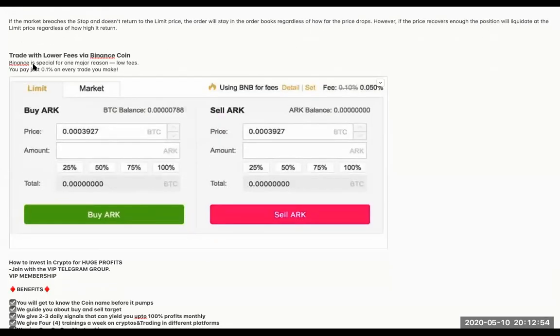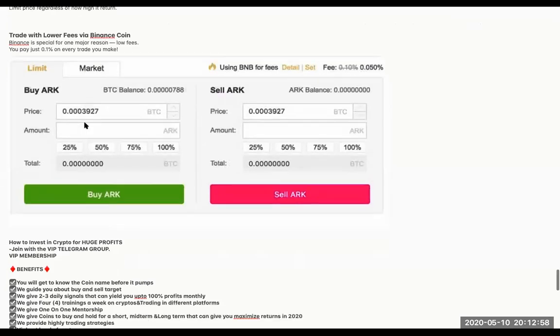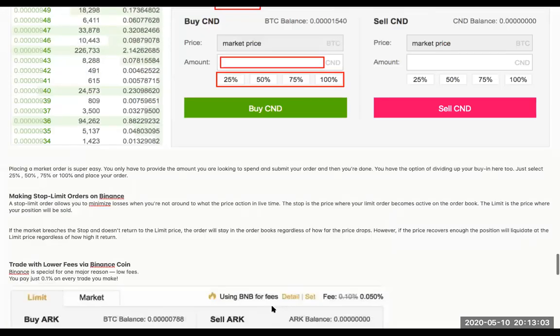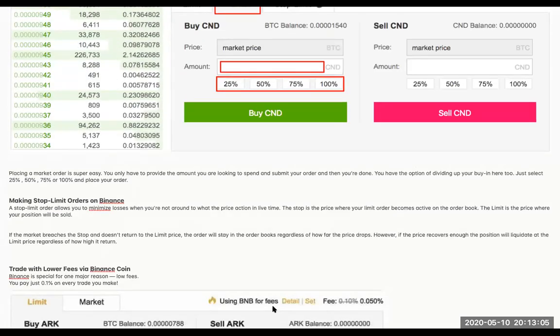So this is trading with lower fees via Binance Coin. I've already spoken about this. So that's what I have prepared for you for today. Maybe we can just do some simple examples here. Just a simple example. Let me share my screen.